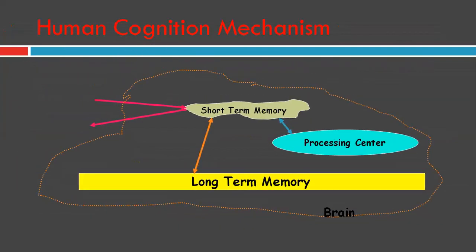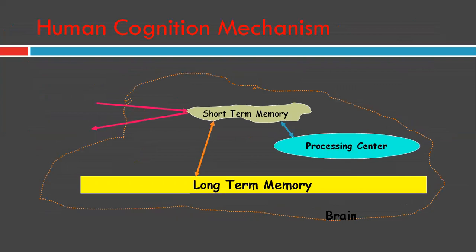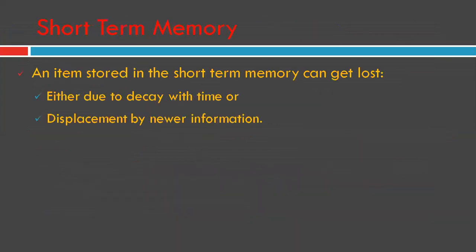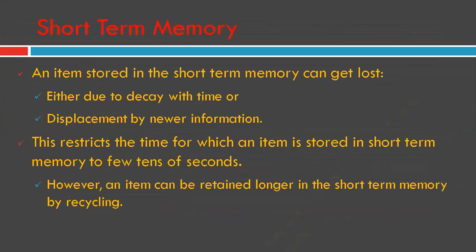So here is how our brain looks. We have long-term memory, short-term memory, and a processing center. What is short-term memory? An item stored in the short-term memory can get lost either due to decay with time or displacement by newer information. This restricts the time for which an item is stored in the short-term memory to a few tens of seconds. However, an item can be retained longer in the short-term memory by recycling.